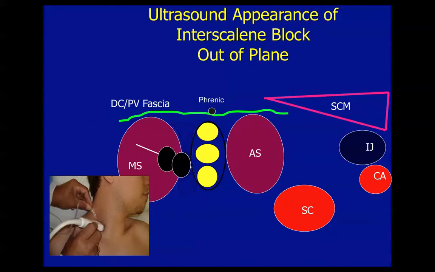We try to avoid injecting within the substance of the brachial plexus or deep to the connective tissue surrounding the brachial plexus for two reasons. Number one, it's not necessary to get a good block. And number two, the connective tissue which surrounds the brachial plexus is rather confining and it's difficult to pass a catheter within this space compared to within the interscalene space.